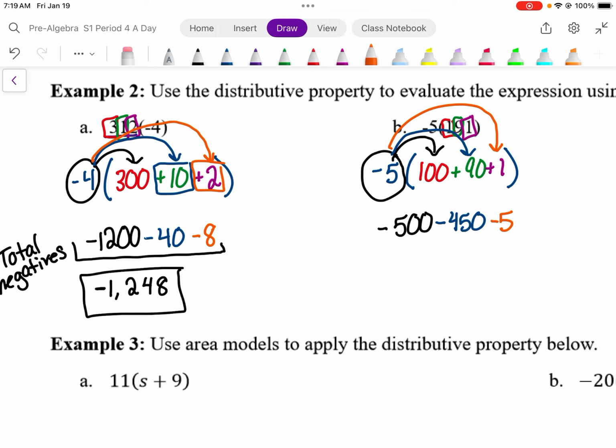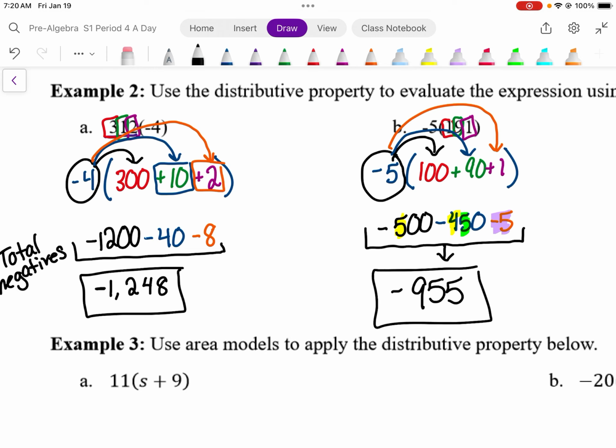All right, so just like last time, we want to figure out what our total is. All of these are negatives, so we want the total amount of negatives we have. So we're going to add them all together. So if we look, the total number of hundreds we have is 500 and 400. So we're going to have -900. And then we have our tens, which is just a 50. And then our ones, which would be a -5. And that gives us our final answer of -955.